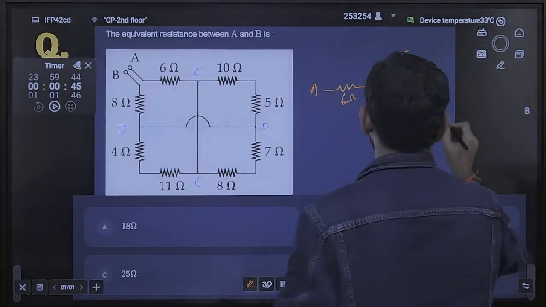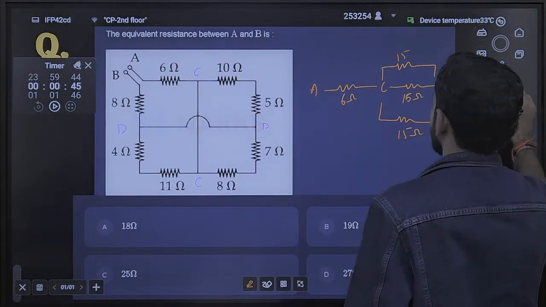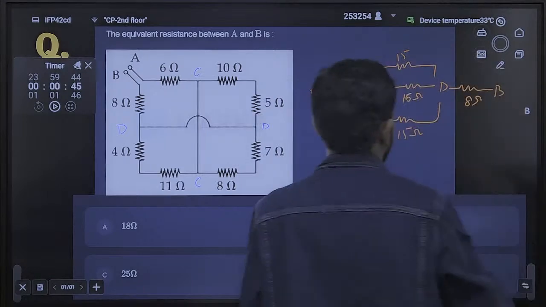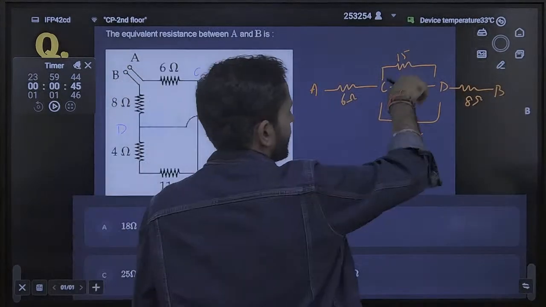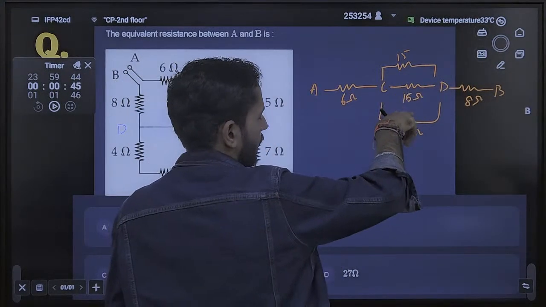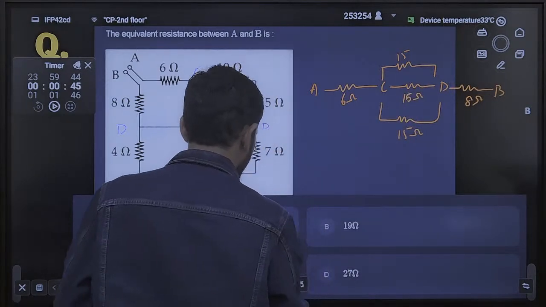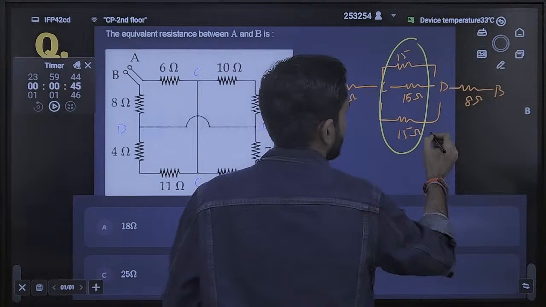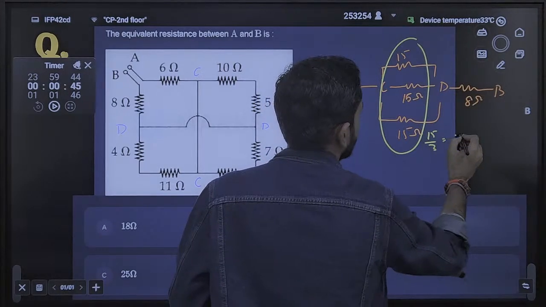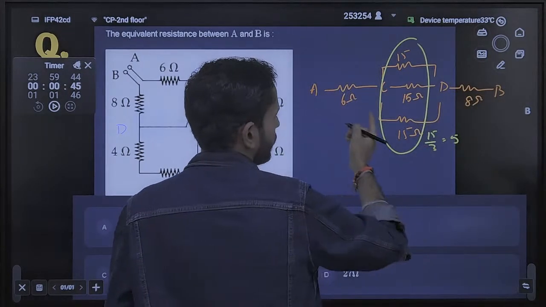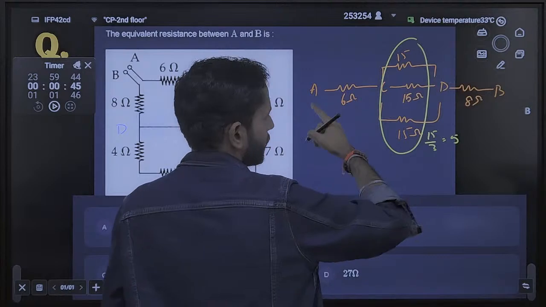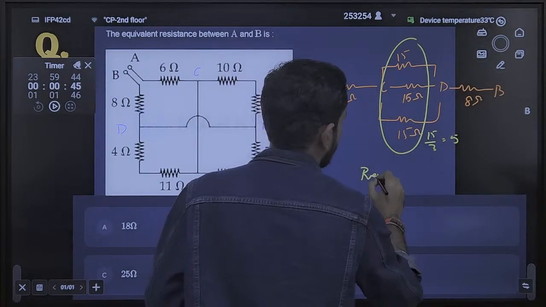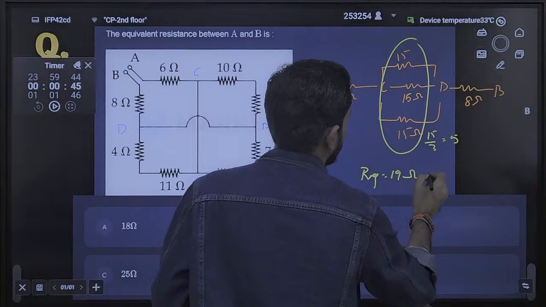Then D to B. D to B, what is there? D to B, how much? Now see how to solve this question. These three are in parallel. Parallel means the effective value for these three resistances I can say how much? 15 by 3, that is equal to 5. Now just add all of them. 8 plus 6, that is 14. 14 plus 5, that is R equal to 19.